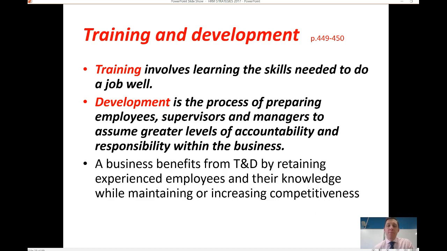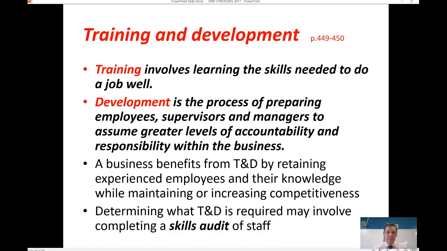Businesses benefit from training and development by retaining their experienced employees, because they're continually developing them, making them better. Those workers recognise the benefit of staying in that organisation, and therefore the organisation is able to retain their best staff, which also helps with maintaining or increasing competitiveness.